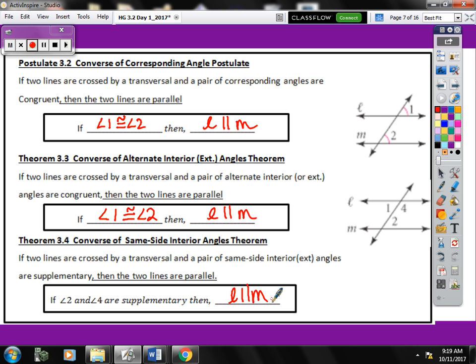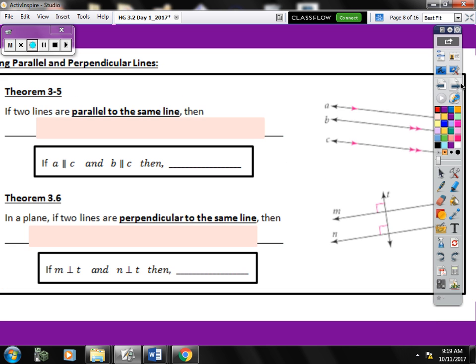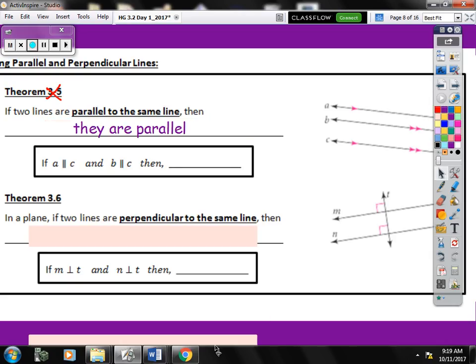Now there are 2 additional theorems that we learn today. You won't be using these in proofs. You'll be using them in problem solving, finding angles and such. So theorem 3.5, again, the number is completely irrelevant. We're just understanding the content of it. It says if 2 lines are parallel to the same line, so if you have 3 parallel lines or 4 parallel lines, then they are all parallel. So if A is parallel to C and B is parallel to C, then A also has to be parallel to B. Basically all 3 of them are parallel.